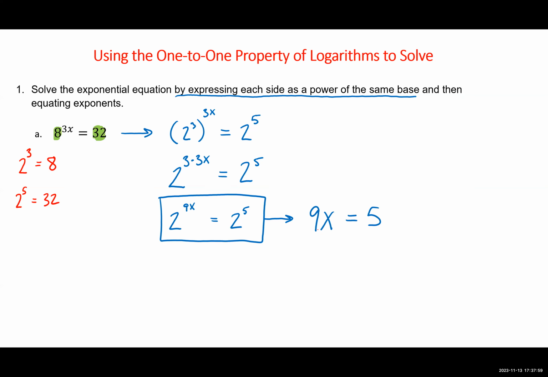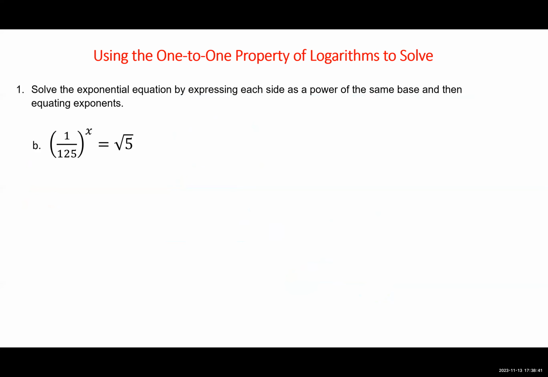And solving for x means getting rid of the times 9, which we could do by dividing by 9. Divide both sides by 9. And we've got, so those 9s cancel, x is equal to 5 over 9. It's only possible to solve this way because we're able to take both sides of the equation and write them as an exponent of the same base. 2 to a power equals 2 to a power.